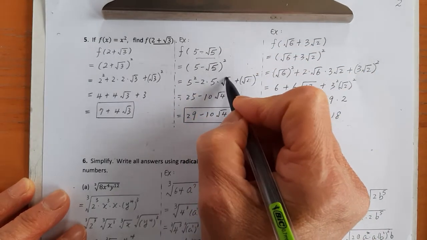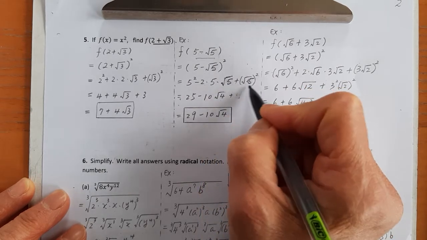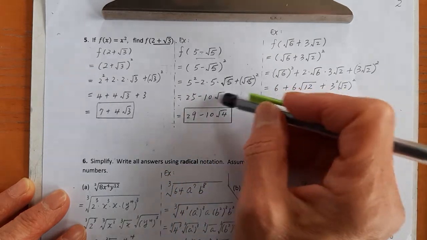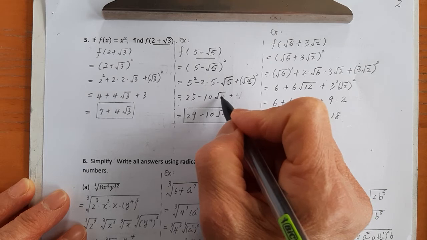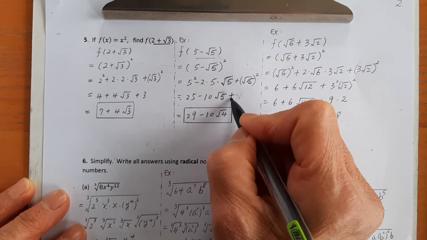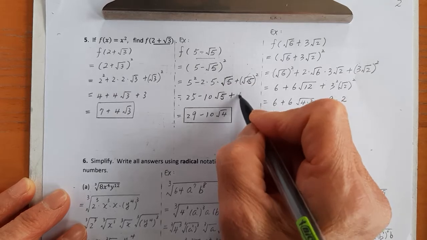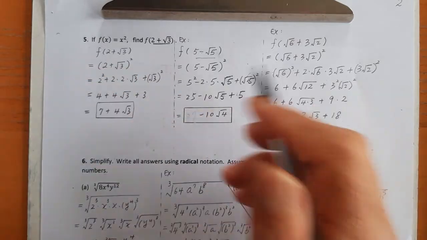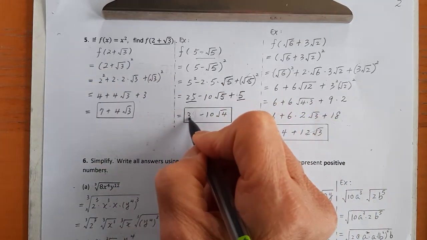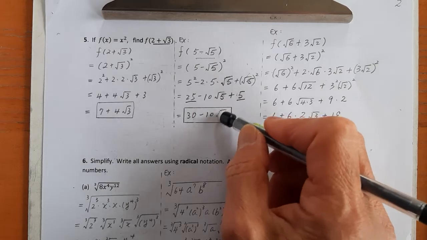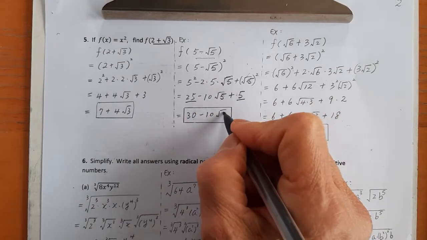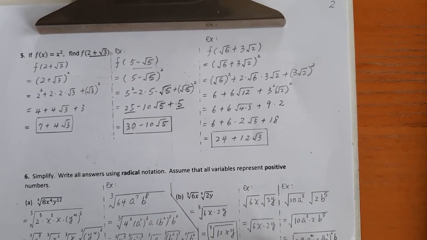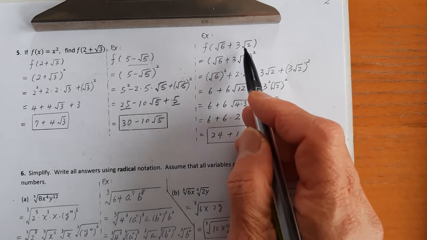So it is 5 squared, minus 2 times 5 times the square root of 5, plus the square root of 5 squared. 5 squared is 25, and 2 times 5 is 10, and here the square root of 5. You can further simplify: the square root and the square cancel each other, getting 5. So 25 add 5 is 30, minus 10 square root of 5.